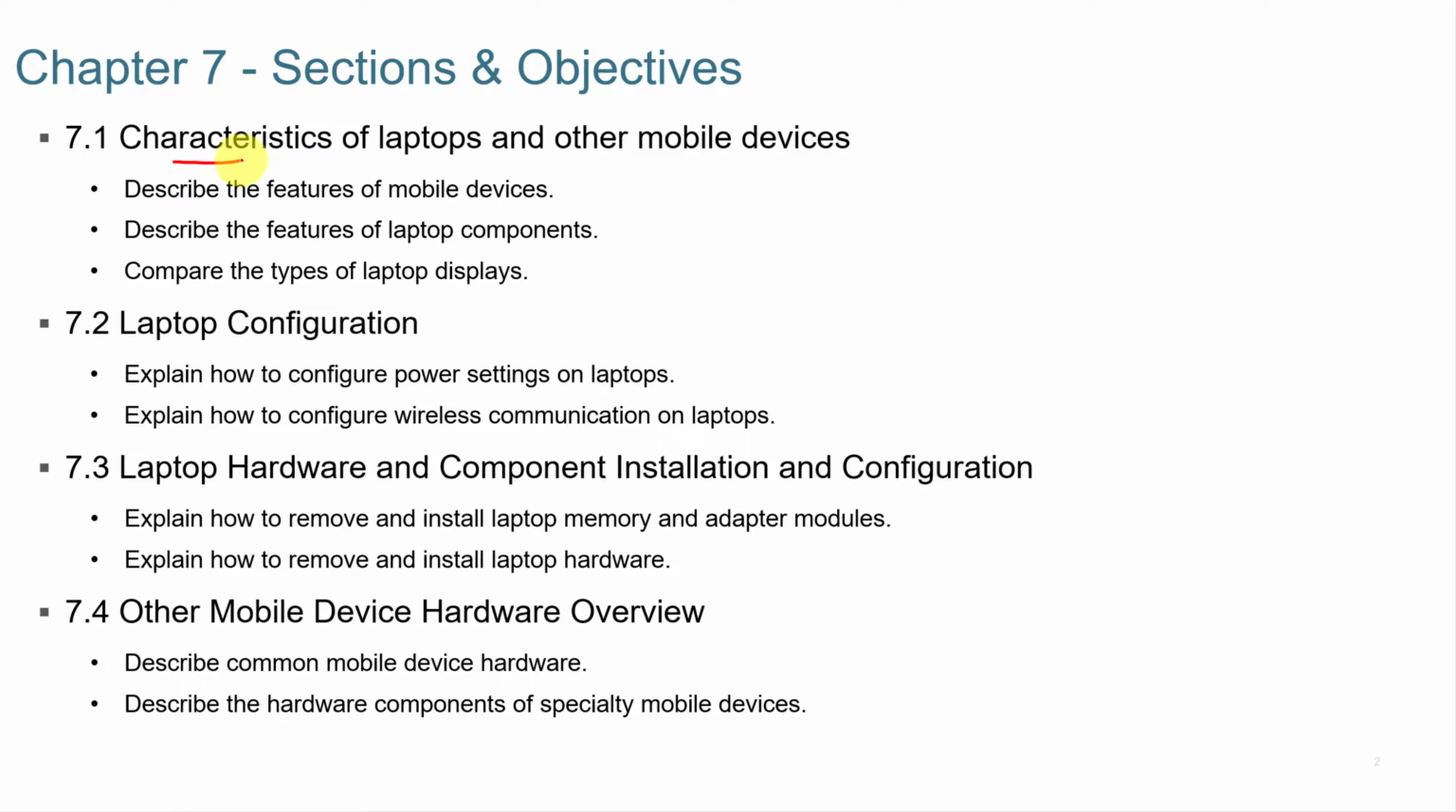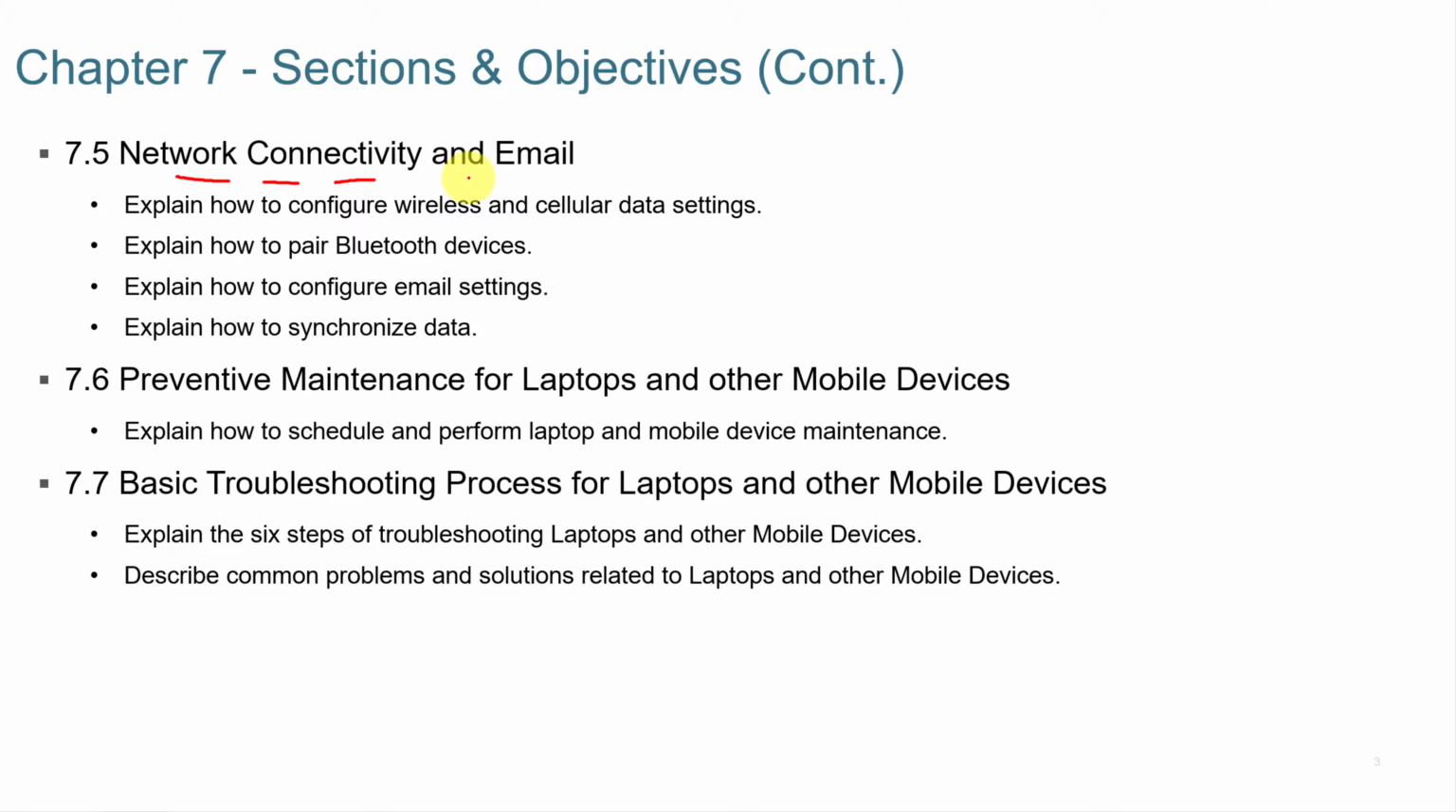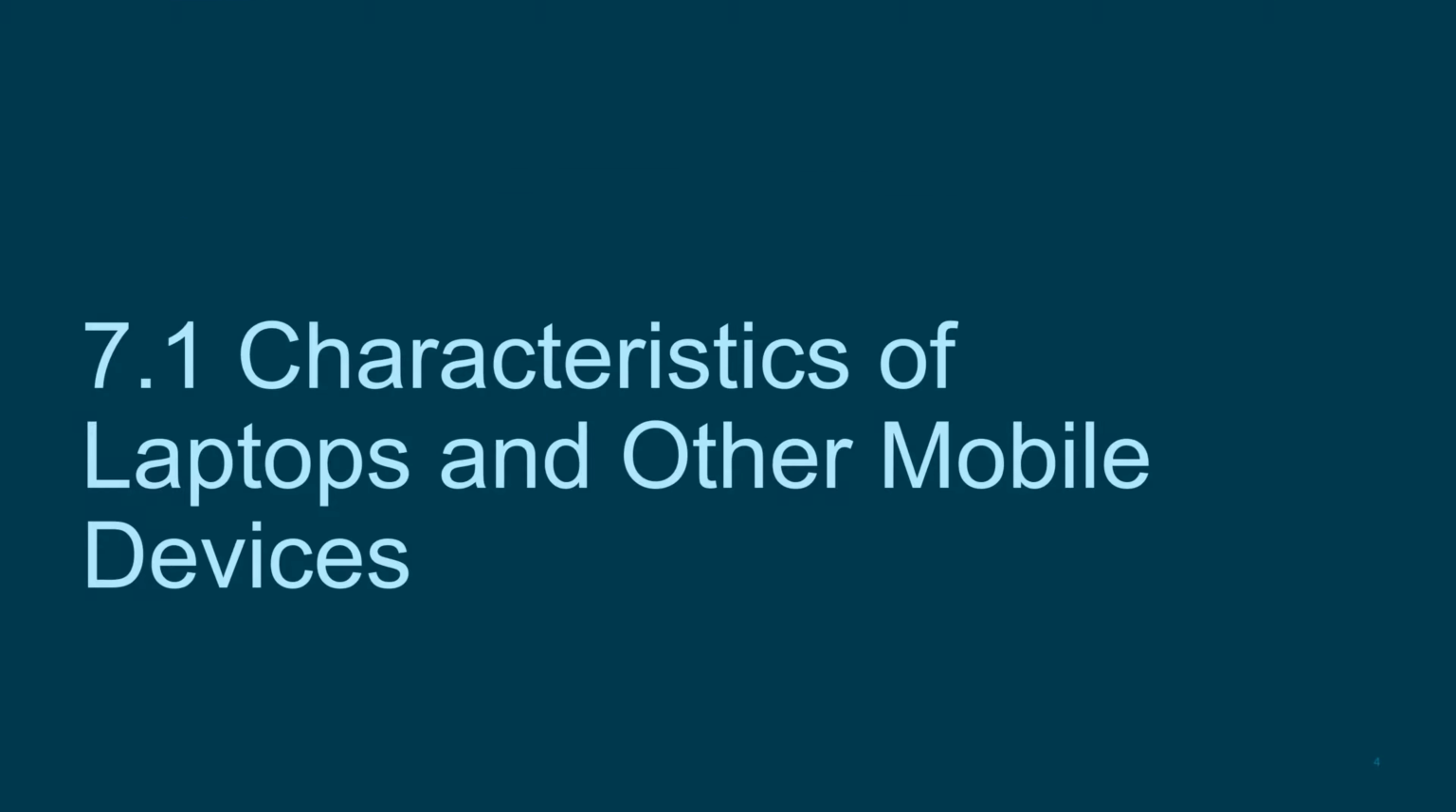In Chapter 7, we're going to look at the characteristics of laptops and other mobile devices, laptop configuration, laptop hardware and component installation and configuration, other mobile device hardware overview, network connectivity and email, preventative maintenance for laptops and mobile devices, and basic troubleshooting for laptops and mobile devices. Characteristics of laptops and other mobile devices.